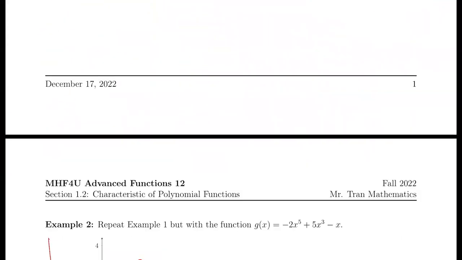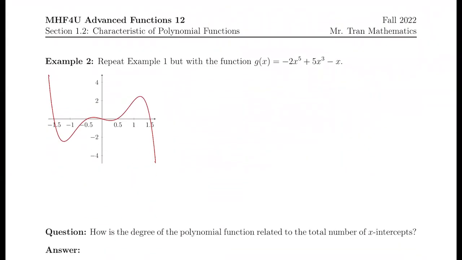Let's have a look at another example with example 2. So let's repeat example 1, but with the function this time. g of x is equal to negative 2x to the 5th plus 5x cubed minus x. Okay, so first of all, let's state the degree and the leading coefficient. So the degree here is given by the function, which is just 5. And then the second part, we have the leading coefficient given by negative 2.